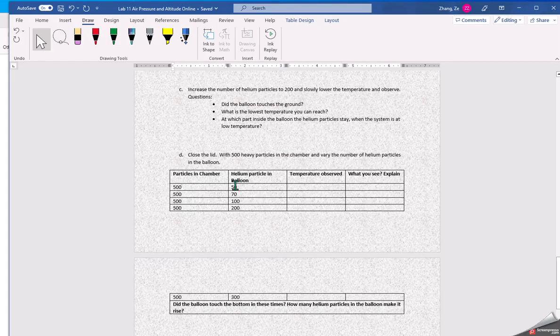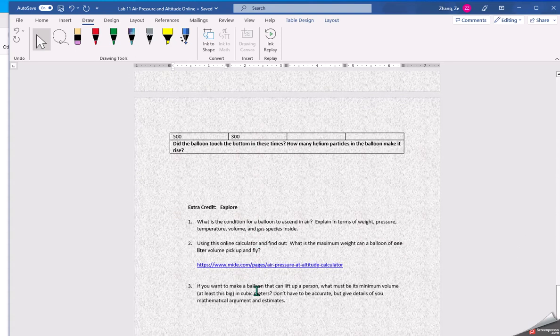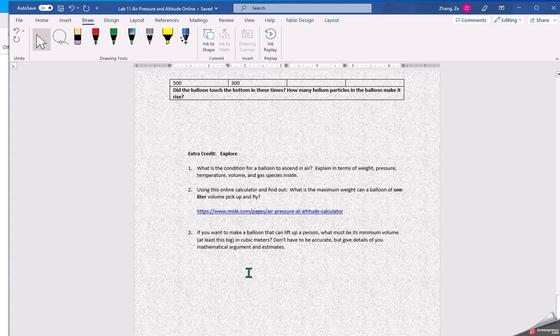The last experiment, now that you already know this, I don't want to demo anymore, just this last question. You want the same numbers in the chamber, but vary the number of helium particles in the balloon, and see if the balloon actually sinks or not. That's a puzzle I want you to see. I don't want to show it anymore. And of course, here is some extra credit that I want you to explore. At one condition, the balloon will ascend into the air. Explain it in terms of weight, pressure and temperature.